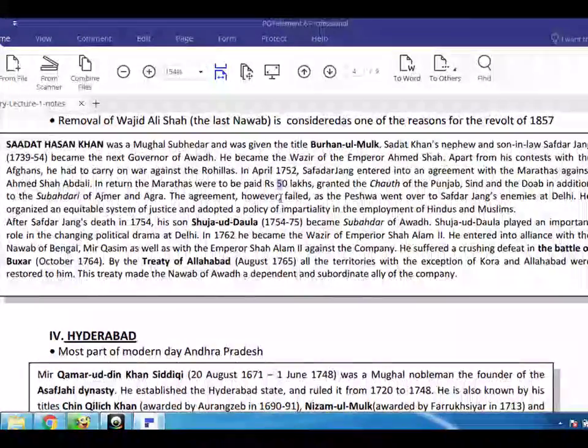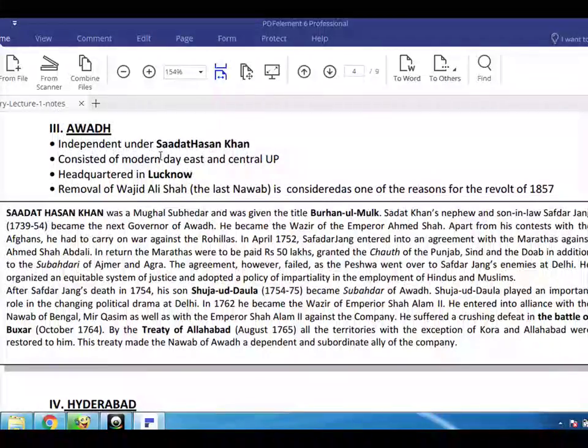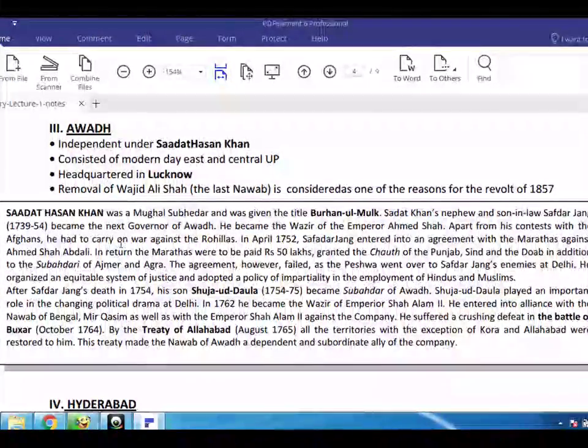Saadat Khan was a Mughal subedar and was given the title Burhan-ul-Mulk. Saadat Khan's nephew and son-in-law Safdar Jang, 1739-54, became the next governor of Awadh. He became the wazir of Emperor Ahmad Shah. Apart from his contests with the Afghans, he had to carry on war against the Rohillas.